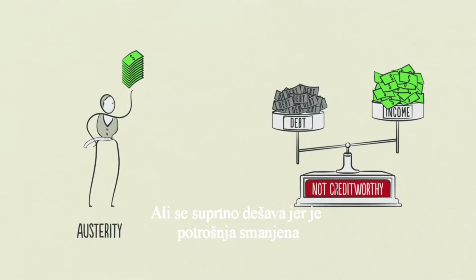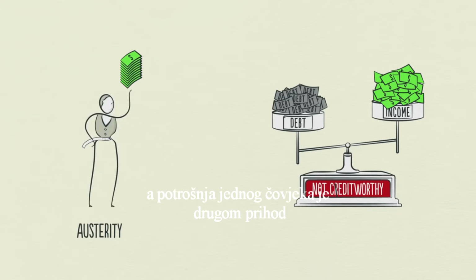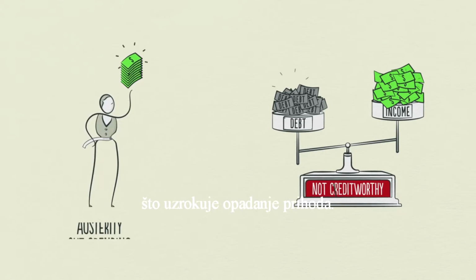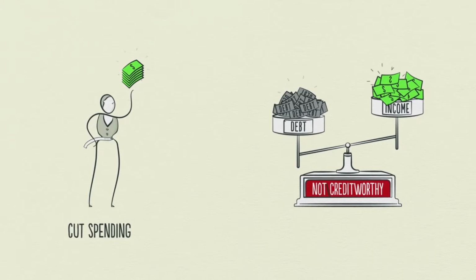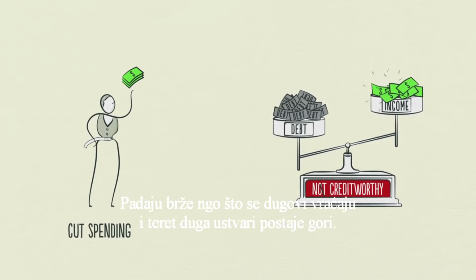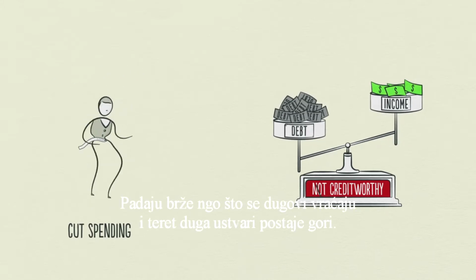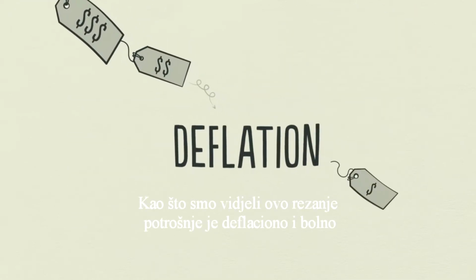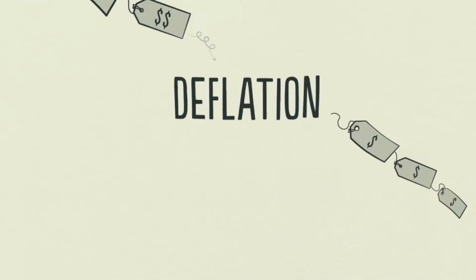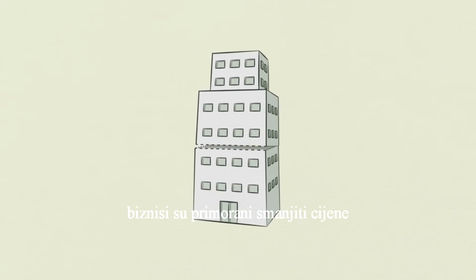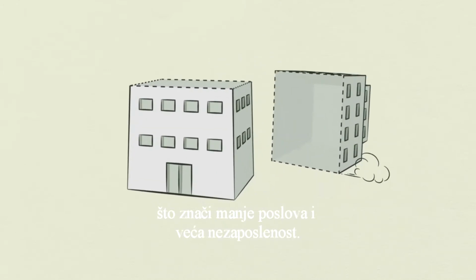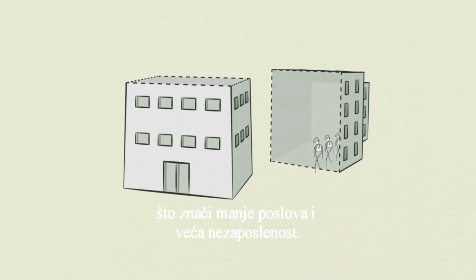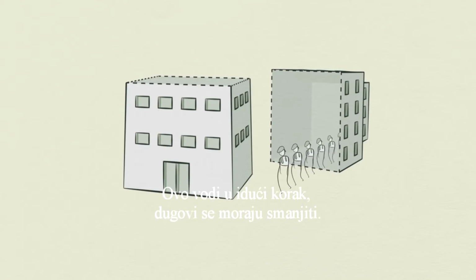Because spending is cut, and one man's spending is another man's income, it causes incomes to fall. They fall faster than debts are repaid, and the debt burden actually gets worse. As we've seen, this cut in spending is deflationary and painful. Businesses are forced to cut costs, which means fewer jobs and higher unemployment. This leads to the next step.